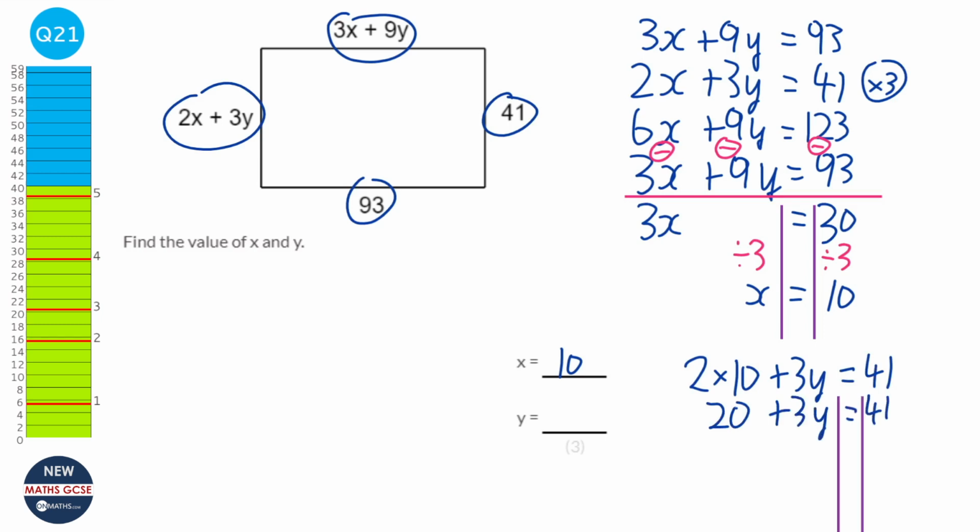Get my solving lines in. And we're going to take away 20 both sides. So we've got 3y equals 21. And then we're going to divide by 3 both sides. So y equals 7. So we've got x equals 10, y equals 7. Now I could check that with the first equation as well. So 3 times 10 is 30, 9 times 7 is 63, 30 plus 63 is 93. So we know we've got it right.